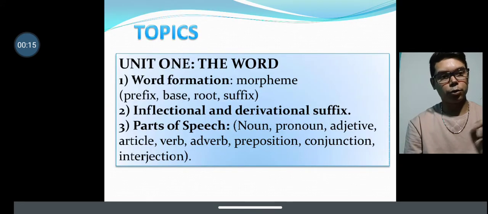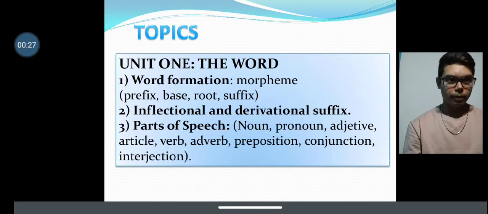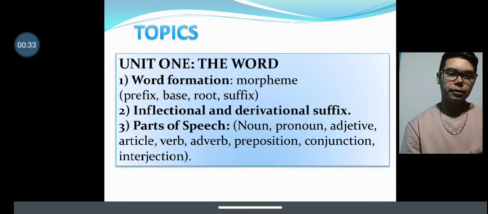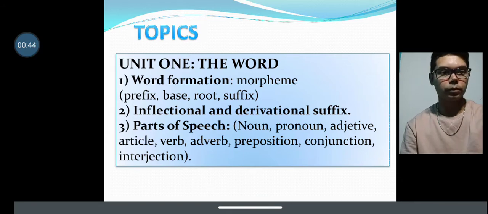During this time we'll be talking about unit one, word formation, and by that I mean morpheme, prefix, base, root, and suffix. Then, in point number two, we'll be discussing the inflectional and derivational suffix. Part three, we'll be talking about parts of speech in English, and by that I mean noun, pronoun, adjective, article, verb, adverb, preposition, conjunction, interjection.